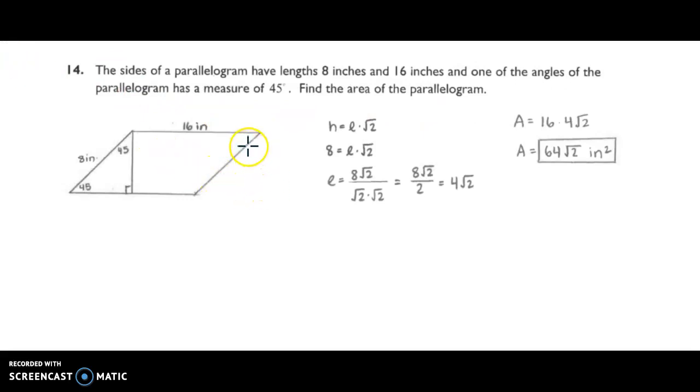All right, similar problem. It says the angle has a measure of 45 degrees. Find the area of the parallelogram. You know the base is 16. If 8 is the hypotenuse, then again, using your knowledge of 45-45-90, you can figure out this height. It turns out to be 4 root 2.